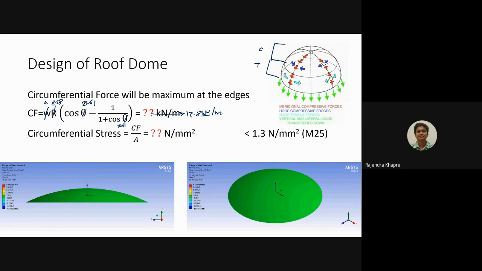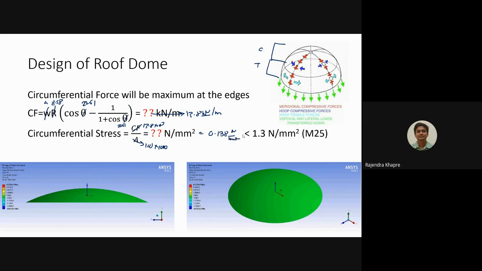Now if this is the force, we have to calculate the stresses. Stress is nothing but force divided by area. So this will be 13.8 into 10 to the power 3, whereas your cross section area, your thickness is 100 mm multiplied by 1000. So this is coming out to be 0.138 newtons per millimeter square.